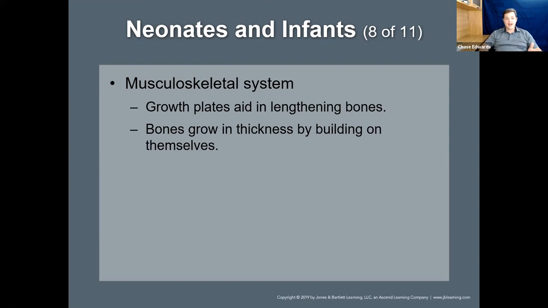Whenever you give an IO, you want to make sure that you do not land your IO into the epiphyseal plate, because if you cause damage to the epiphyseal plate, you can actually cause damage to their growth.